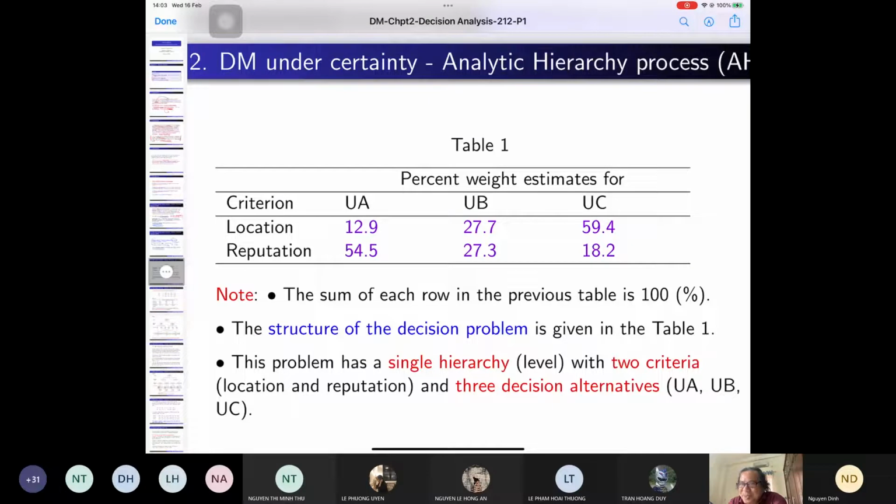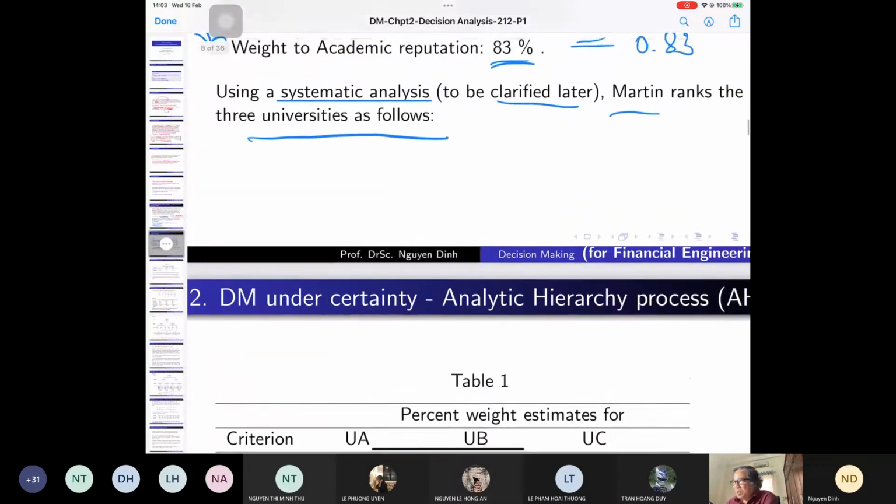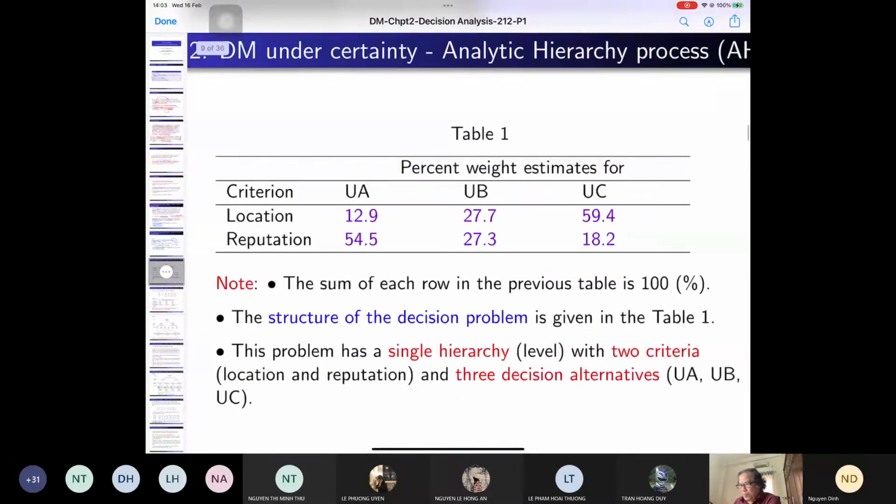Everything is certain with the number. They use a method called the synthetic analysis to calculate. For university A, location is 12.9 points, and reputation is 54.5. That's very high. Reputation at this university is very high, but the location is just 12.9. That means the position is maybe very far.